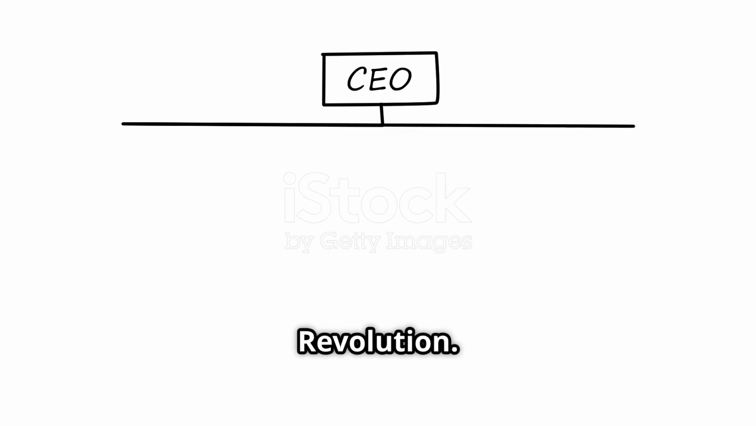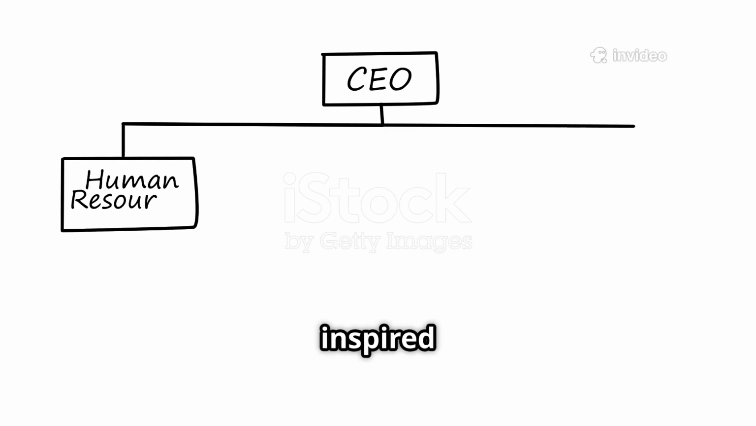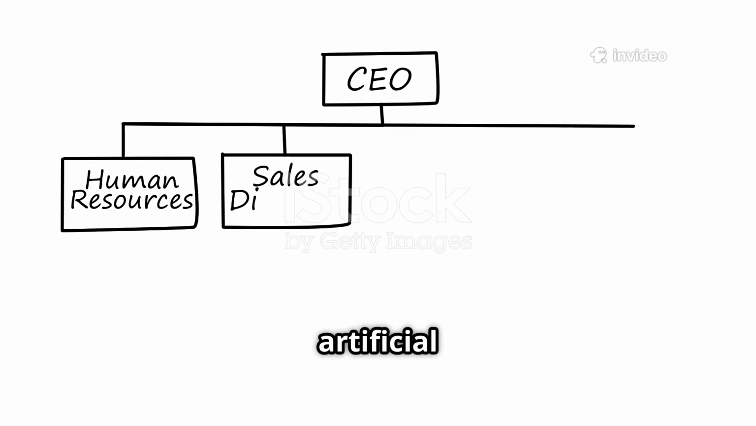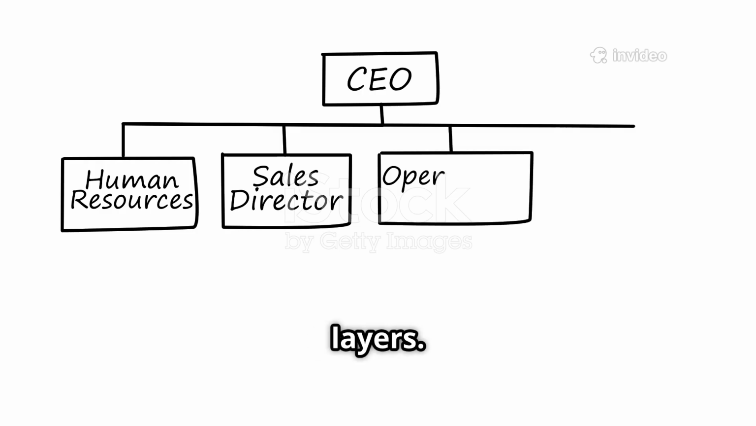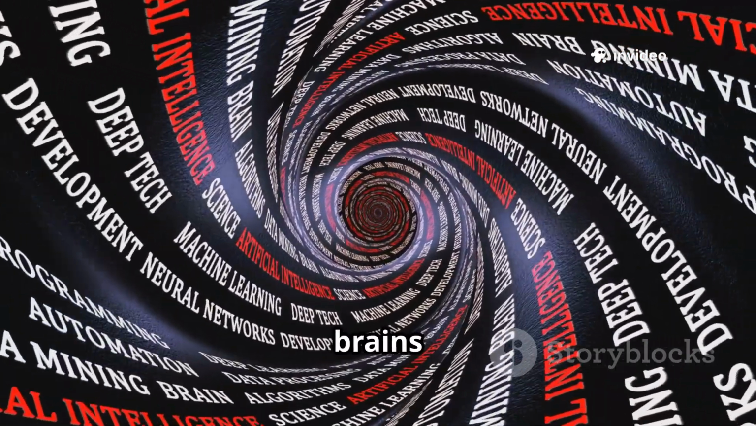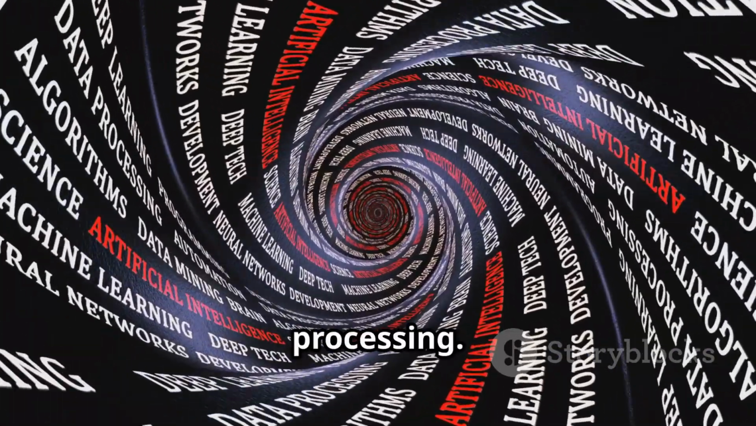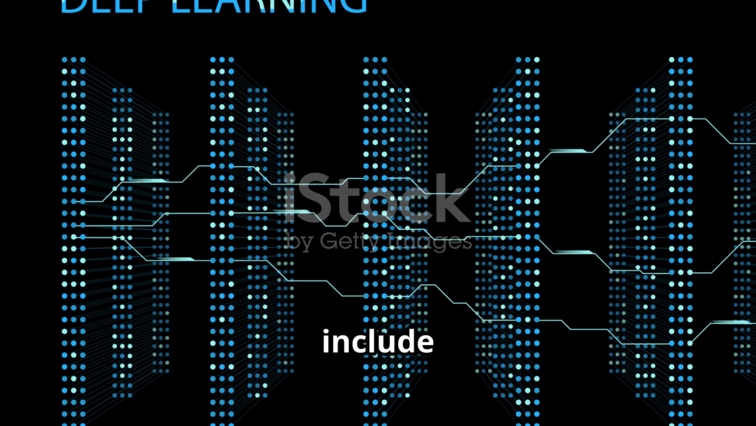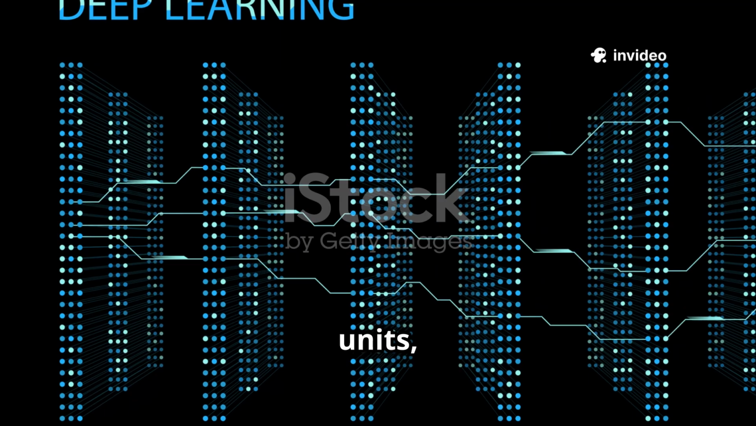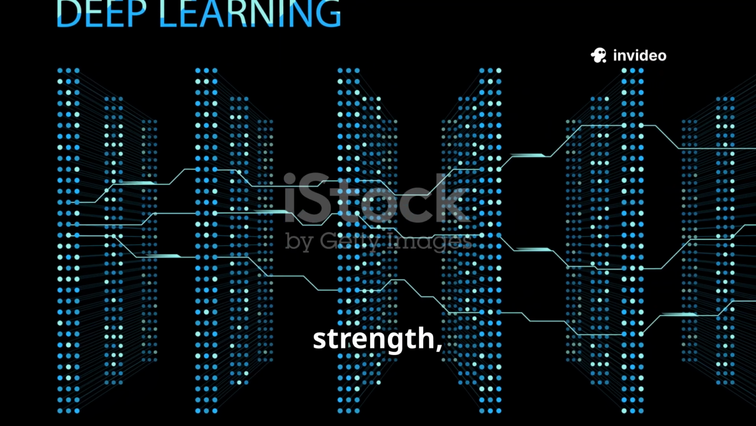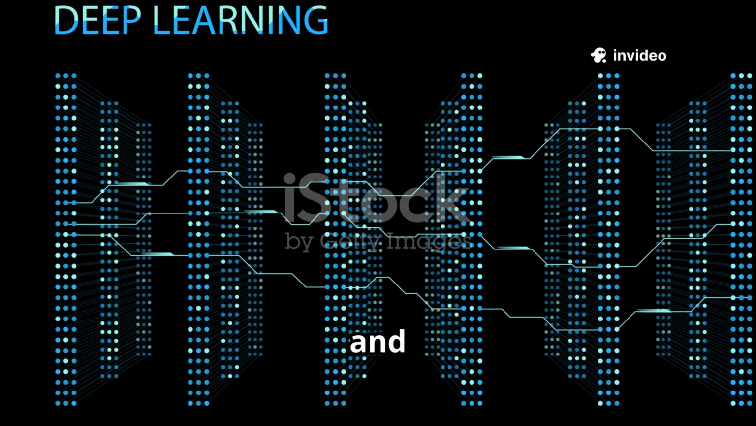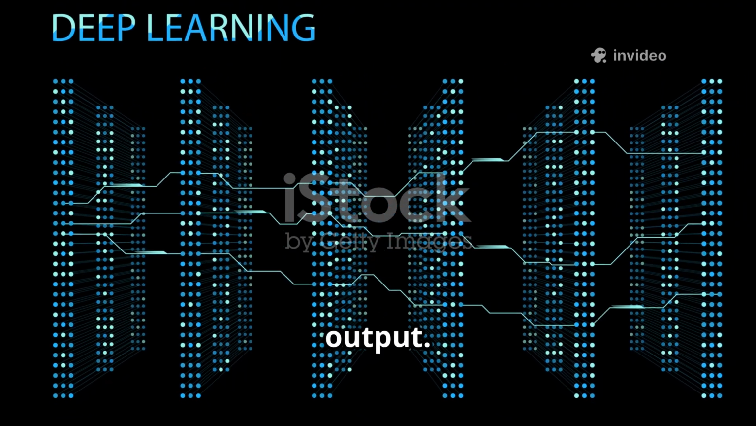Layer 4. Deep learning, the neural network revolution. A subset of machine learning inspired by the human brain, using artificial neural networks with multiple layers. Think of it as building artificial brains with interconnected neurons that learn complex patterns through multiple layers of processing. Basic components include neurons as processing units, weights determining connection strength, bias for fine-tuning, and activation functions determining output.